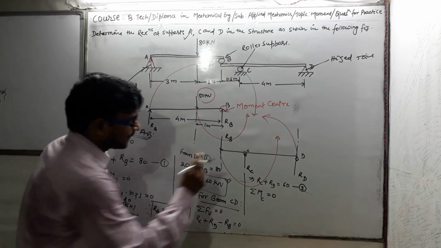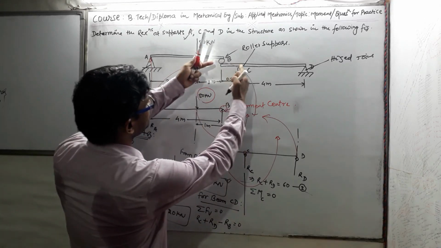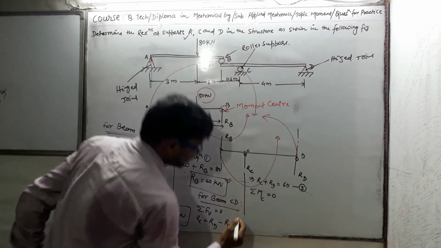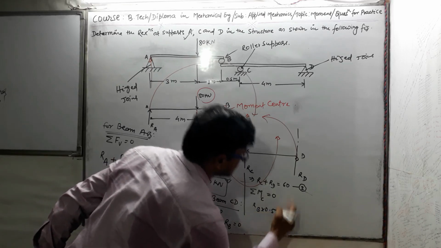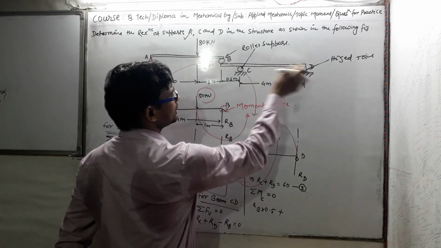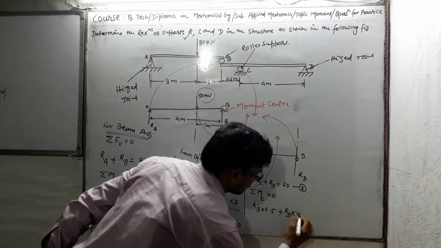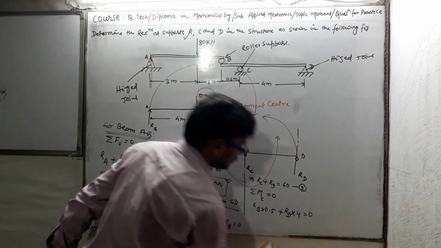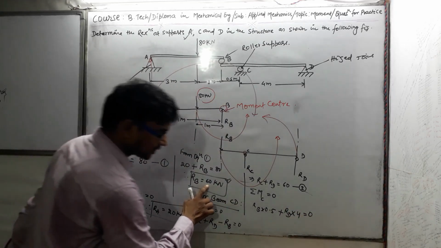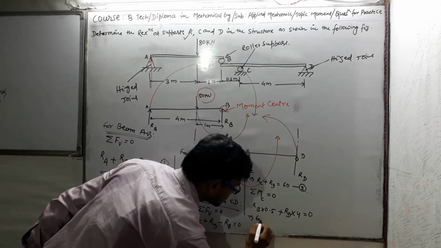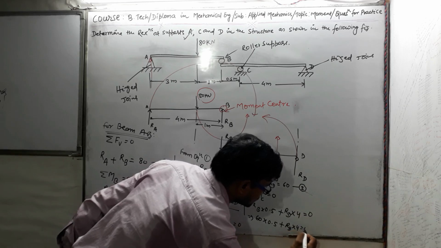So we have RB multiplied by the perpendicular distance from B to C. What is BC? The BC value is 0.5. So we can say RB multiplied by 0.5 plus RD. What is the distance from C to D? 4 meters. So RD multiplied by 4 gives 0. The RB value is 60 kilonewton. Putting the value of RB, we have 60 multiplied by 0.5 plus RD multiplied by 4 gives 0.